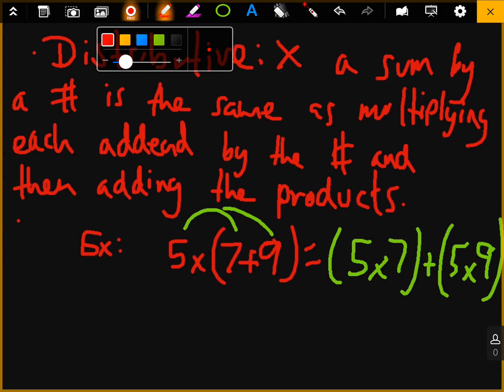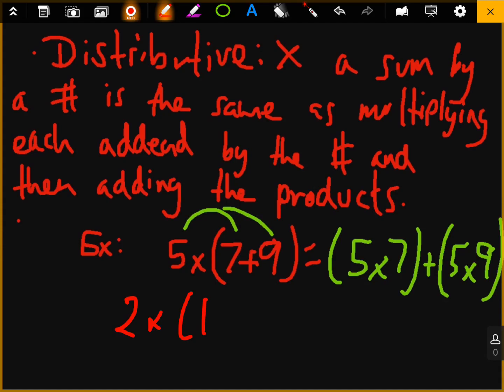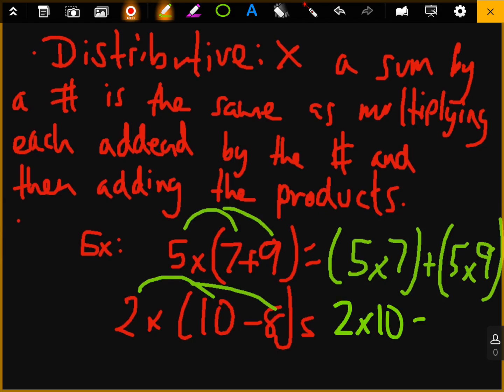Okay, let me give you another example. This could be the same with subtraction. 2 times 10 minus 8. All you have to do is distribute the 2 into the 10 and the 8, and it's the same as 2 times 10 minus 2 times 8. That's what the distributive property is. It's saying you can distribute this number that you're going to multiply into the other numbers in the parentheses, and it would be the same exact answer.